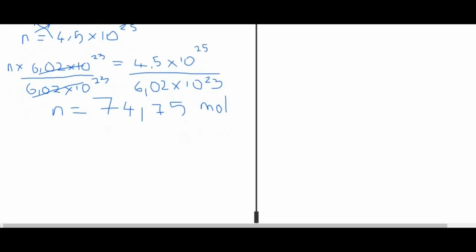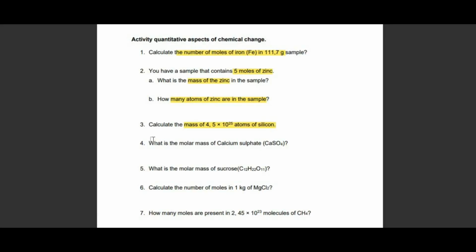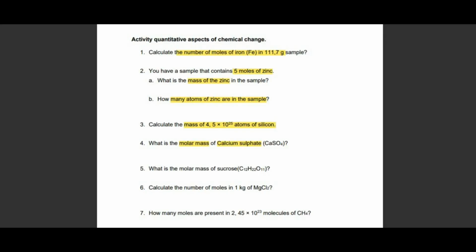Awesome. Okay, now let us move on to the next question. The next question is saying, what is the molar mass of calcium sulfate? So you see here we're talking about elements, and now we are looking at compounds. So now we have this compound called calcium sulfate, which has this chemical formula. How would you calculate the molar mass? So let's go through that.